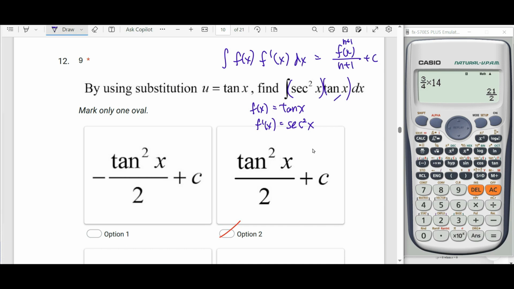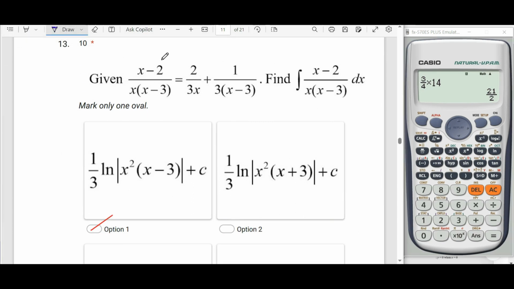So this one, this is f(x). This is f prime x, directly the same. So therefore, power plus 1, which is tangent squared, over 2 plus c. So not necessarily substitution, unless you didn't learn this formula, then you use substitution. So here we go. This is our answer.